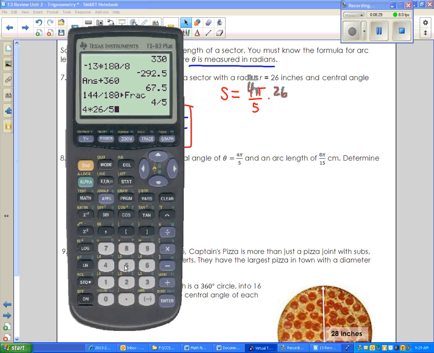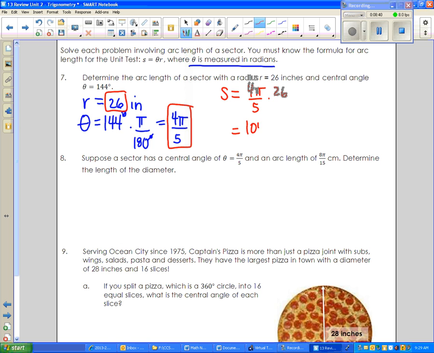And again, I've just been leaving everything as a fraction. So if you convert it back into a fraction, you'll have 104 over 5. You will need to remember, though, that there is a pi in that. So it's going to be 104 pi over 5. And because we're dealing with the length, it's actually a measure. It's the distance around the sector. Since the radius is measured in inches, I also want to label the arc length in inches.